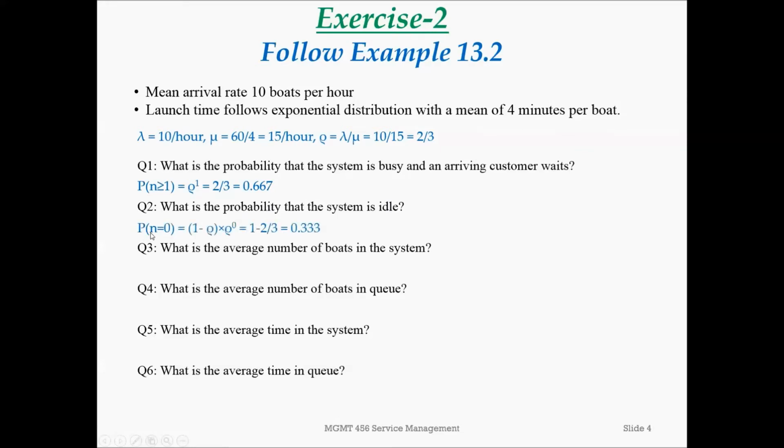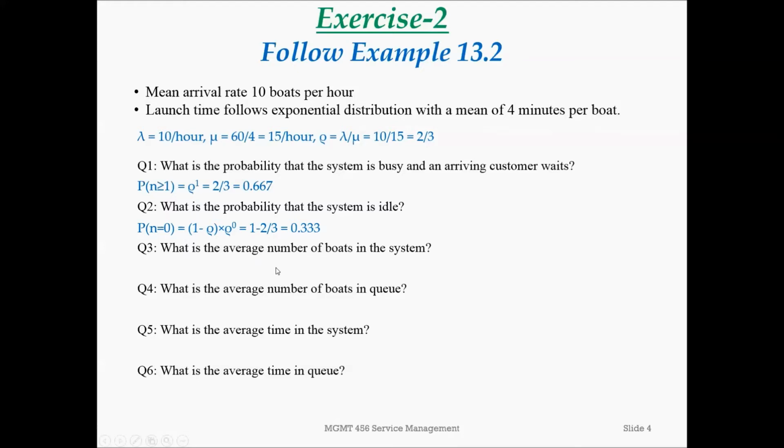So this is the formula: how likely n is equal to 0, exactly 0 customers in the system. We apply the right formula, plug in the numbers, and we get 0.333. So there is about a 33.3% likelihood that the system is idle.